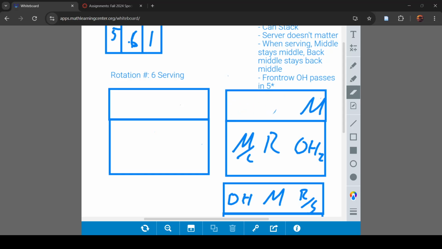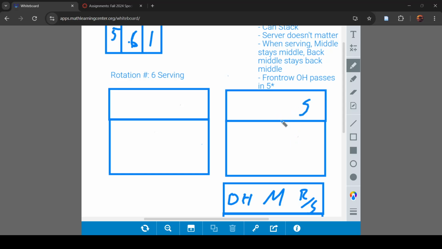So when we're talking about rotation 6, the important part for me personally, this one is important because if we do the coin flip at the beginning and we win and we serve first, the setter starts in rotation 1. If we lose, we start in rotation 6. We do rotation 6 serve receive, and then the setter is our first server in rotation 1. That's generally how rotations work. So we either start the game in rotation 1 serving or rotation 6 serve receive.